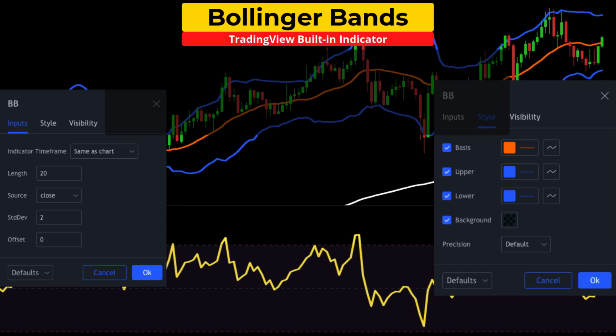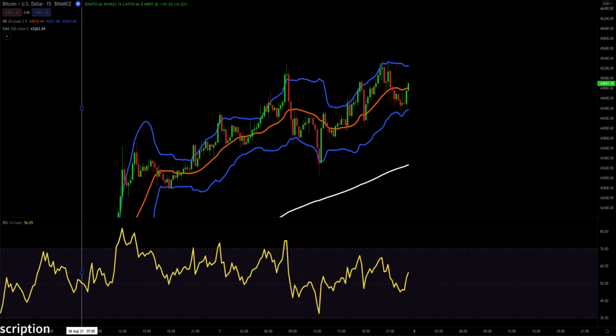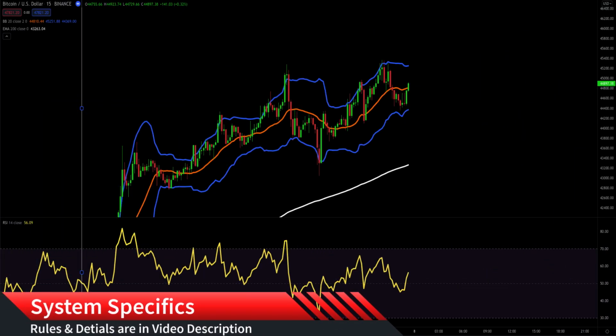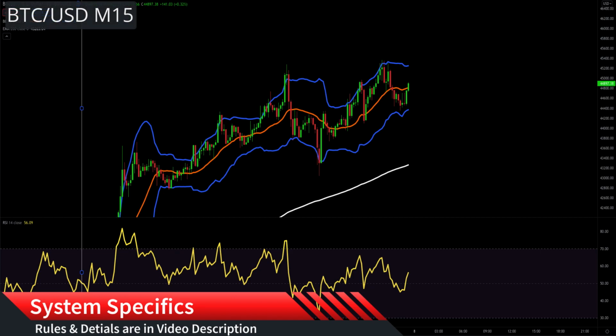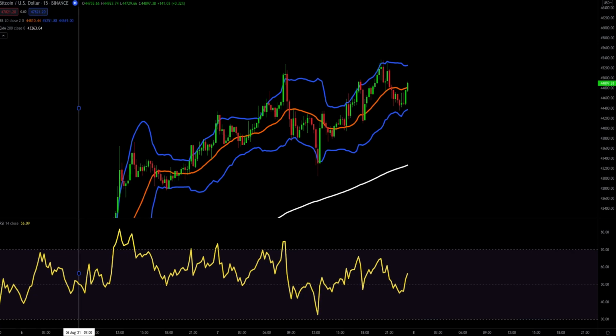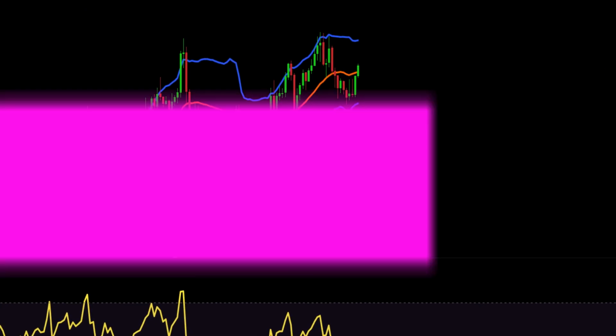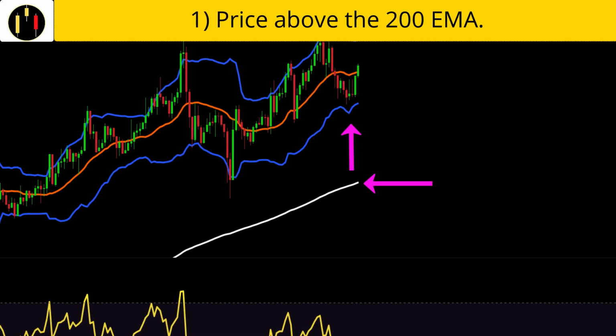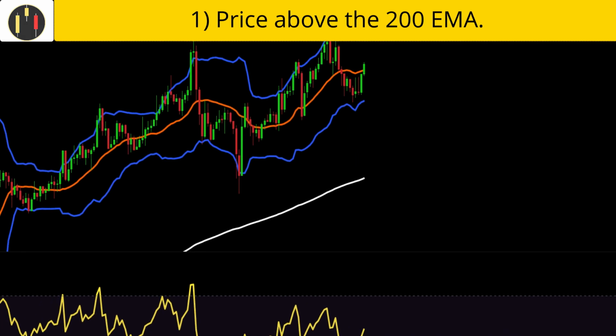Let's go over entry criteria and review some examples. As always, system rules and details are listed in the description below. This chart is Bitcoin versus the US dollar, 15-minute candles. The rules to enter a long using the Bollinger on the trend system are: first, we must have price above the 200 exponential moving average in white.